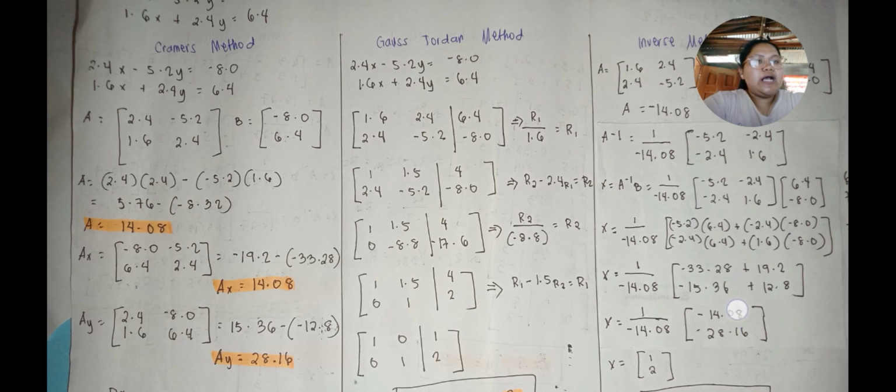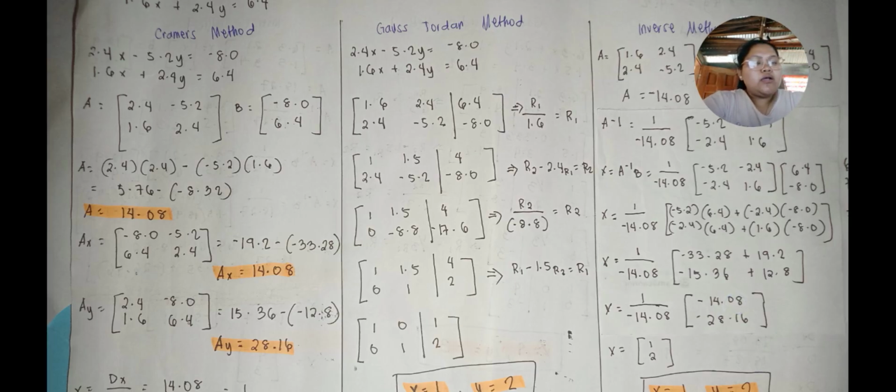So let us proceed with the Gauss-Jordan method. We have to extract the constants and make it an augmented matrix. As you can see, there is an augmented matrix already: 1.6, 2.4, 2.4, negative 5.2, 6.4, and negative 8.0. In order to make row 1, column 1 into 1, we are going to apply the formula row 1 over 1.6. So it results to 1, 1.5, and 4.